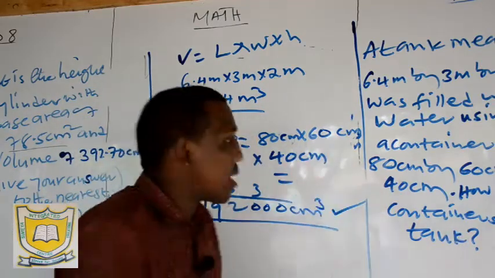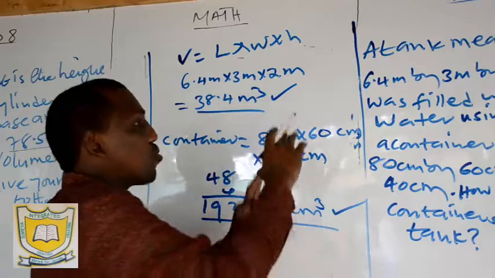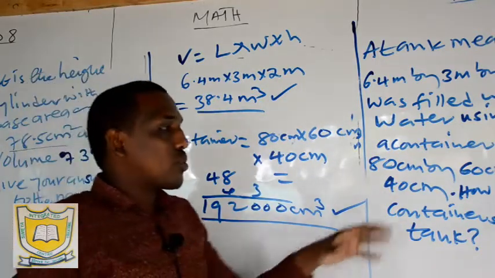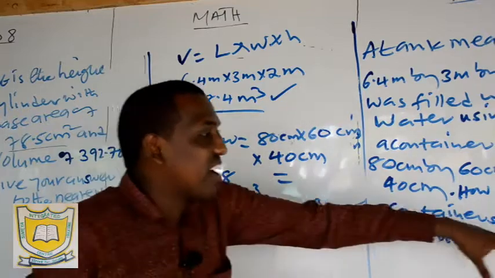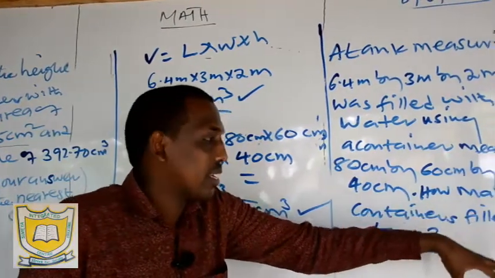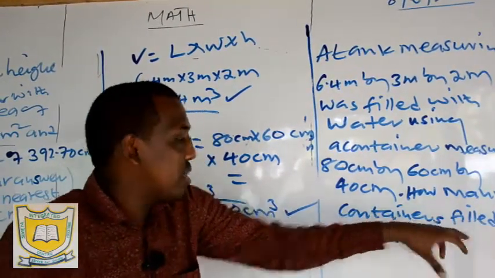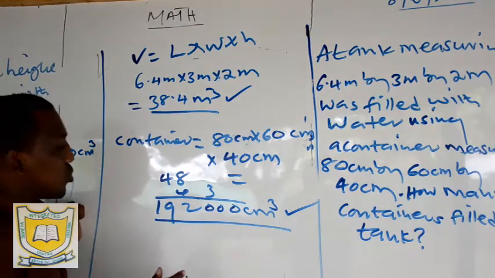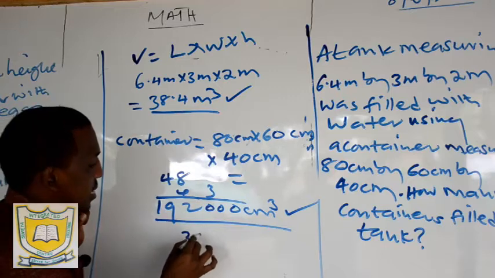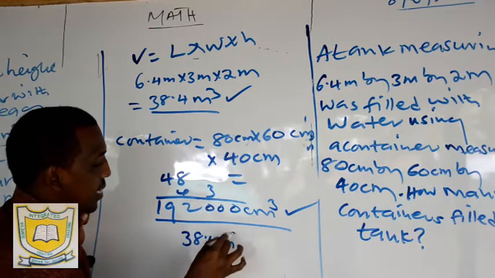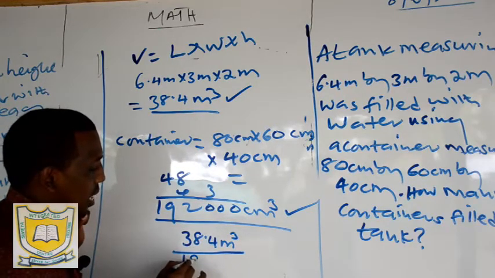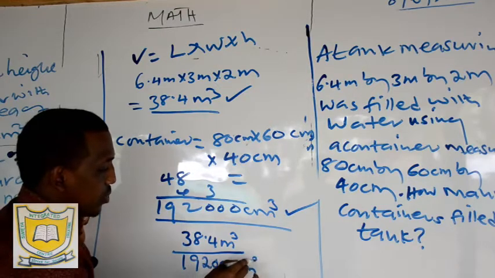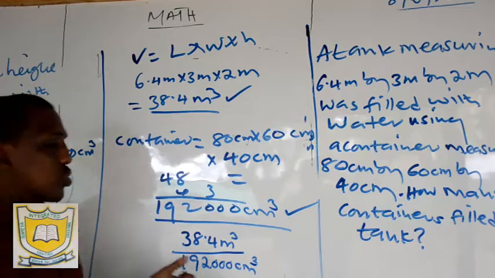You put it somewhere. This is the volume of the rectangular water tank. What you do now, to get the number of containers that can be packed, you divide the two volumes. So let us divide it now. We say 38.4 cubic meters over 192,000 centimeter cube. So this one, how do we divide?